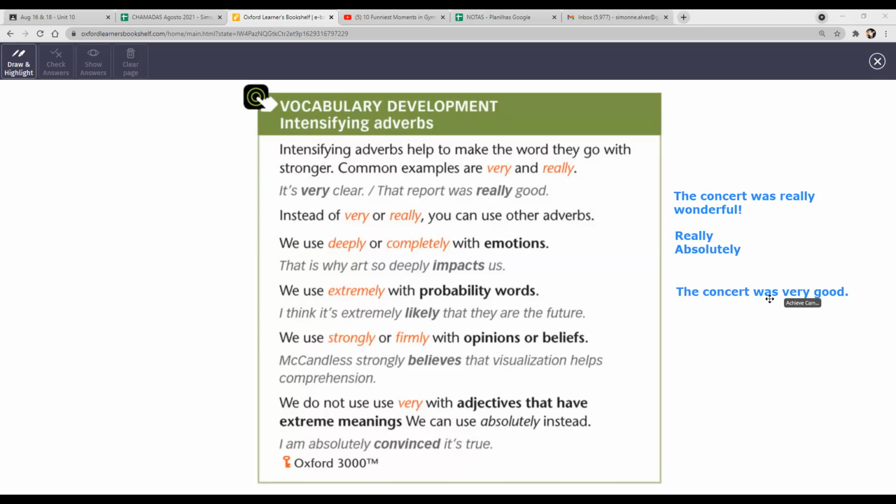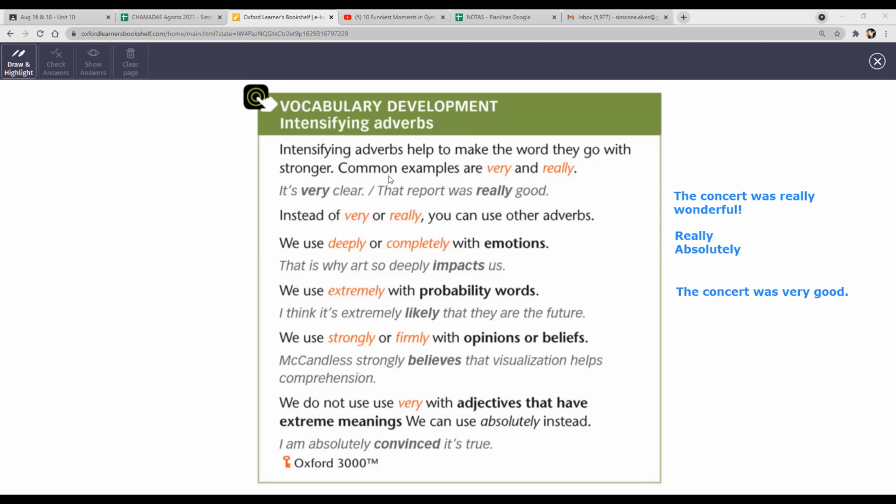All right, people. So very I use with gradable adjectives. This is what they say here: we do not use very with adjectives that have extreme meanings. We can use absolutely instead. Example: I am absolutely convinced it's true. So this is the observation here between very and really, or absolutely.